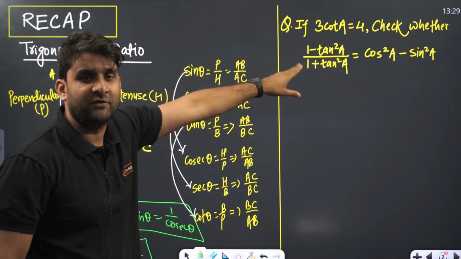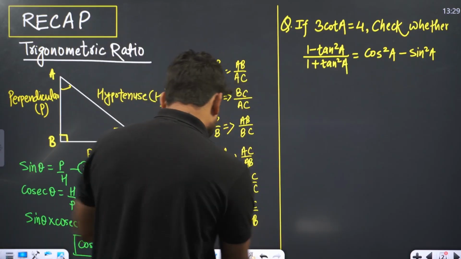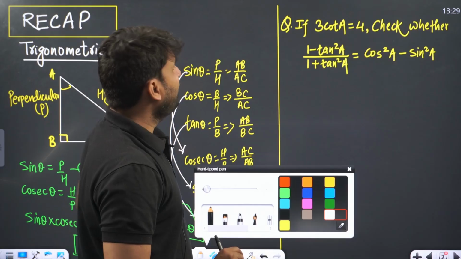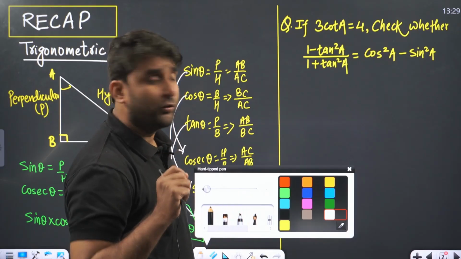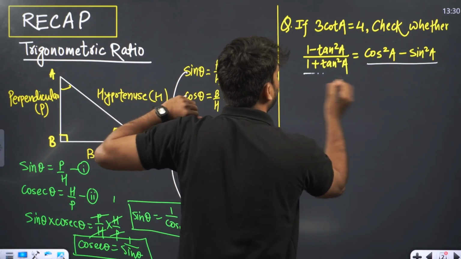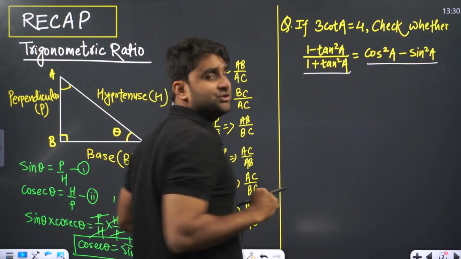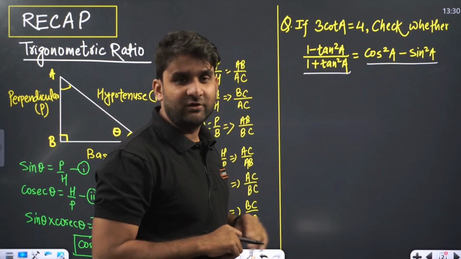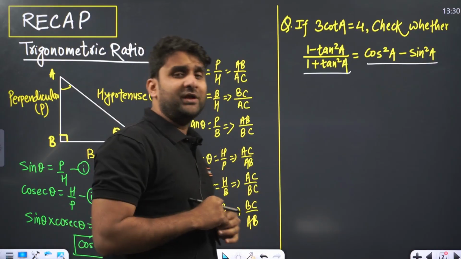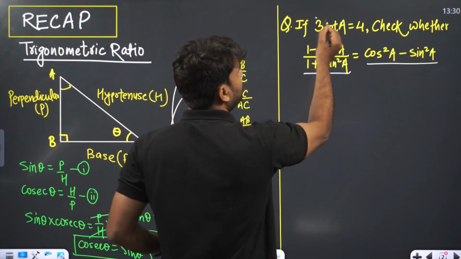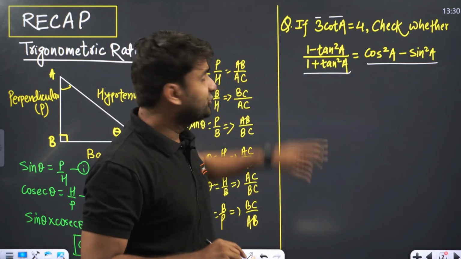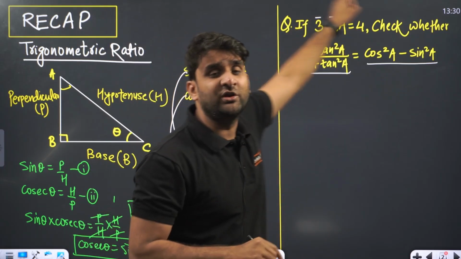So I have a question here from NCERT textbook. Look at the question, guys. If 3 cot A is equal to 4, check whether this entire expression, RHS is equal to LHS. And one piece of information is given to you, 3 cot A is equal to 4. Okay. If 3 cot A is equal to 4, 3 is in multiplication with cot A. So if 3 is in multiplication, we can shift 3 to that side.